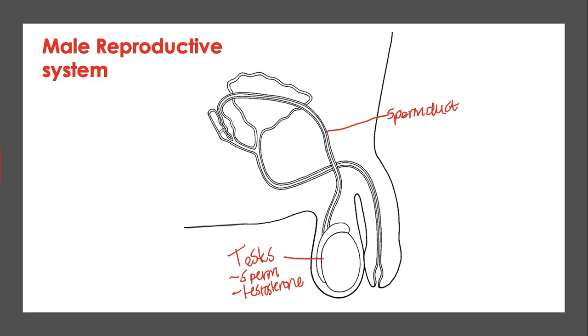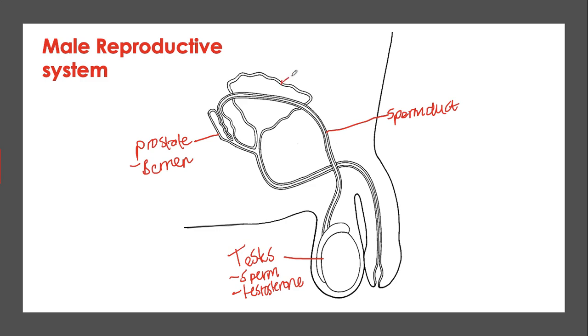This structure here is what we call the prostate gland. The prostate gland is actually involved in producing semen. Semen is the fluid that the sperm swims in.